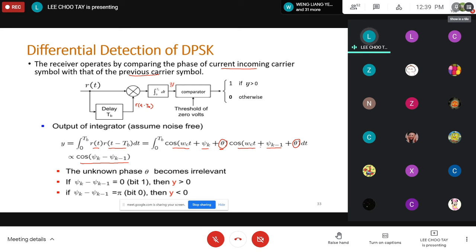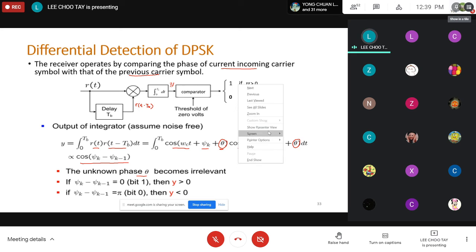All right, so now in this derivation, the unknown phase, which is the error, becomes irrelevant. As long as they are the same, it becomes irrelevant already. Then we just need to know what is the phase angle between these two successive bits, or these two successive carriers.